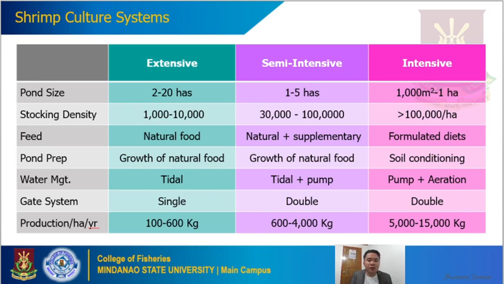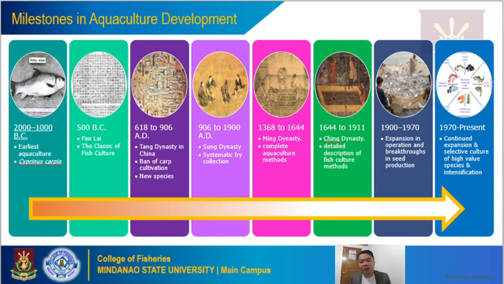Now let's proceed to the milestones in aquaculture development. So here we have a very brief description of the milestones in aquaculture in this diagram. Aquaculture started around 2000 to 1000 BC, wherein the earliest aquaculture was started in China, and they cultivated the common carp, scientifically known as Cyprinus carpio. So that's around 2000 to 1000 BC.